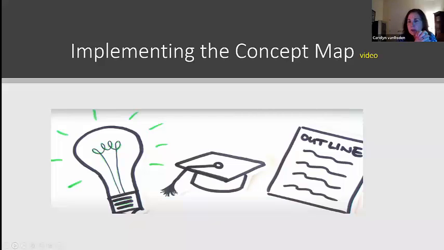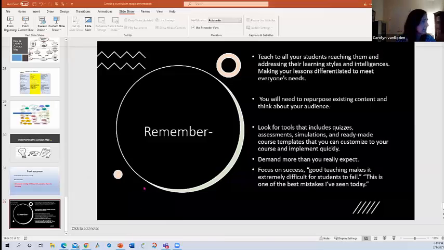Now, I'm going to show you a video clip about implementing a concept map. You can use this with any concept you want. You can use it with colonies. You can use it with leadership. You can use it with revolutions. Big concepts that you want your students to engage in. So let me just, I have this pulled up here.